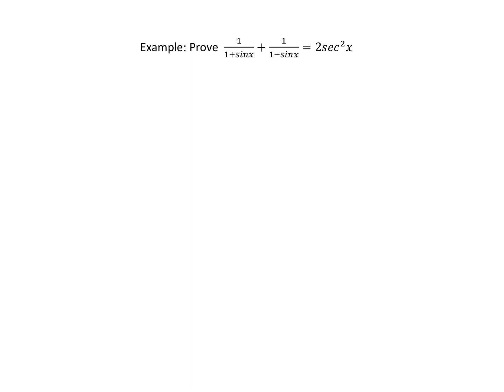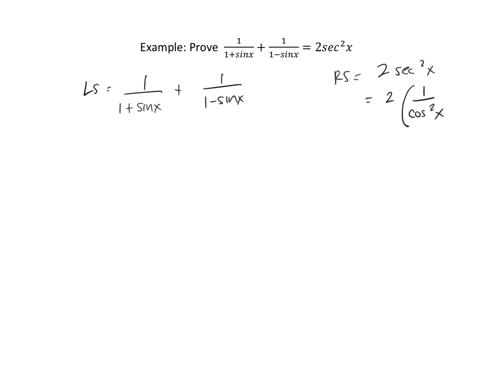Okay. On the left side, we've got 1 over 1 plus sine x, and on the right side, we have 1 over 1 minus sine x. And 2 times secant squared x. So on the right side, secant is the reciprocal of cosine, so I'm going to change that. So secant squared is equal to 1 over cos squared. And what can I do to simplify? Well, I can multiply them together. So that's all I can do.